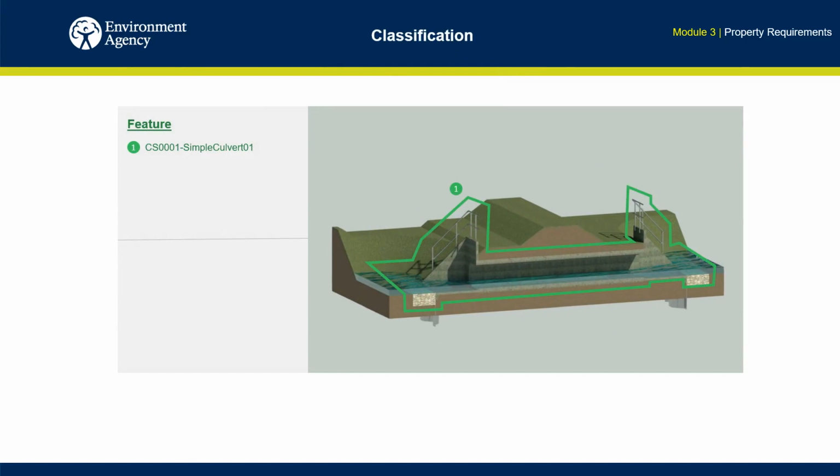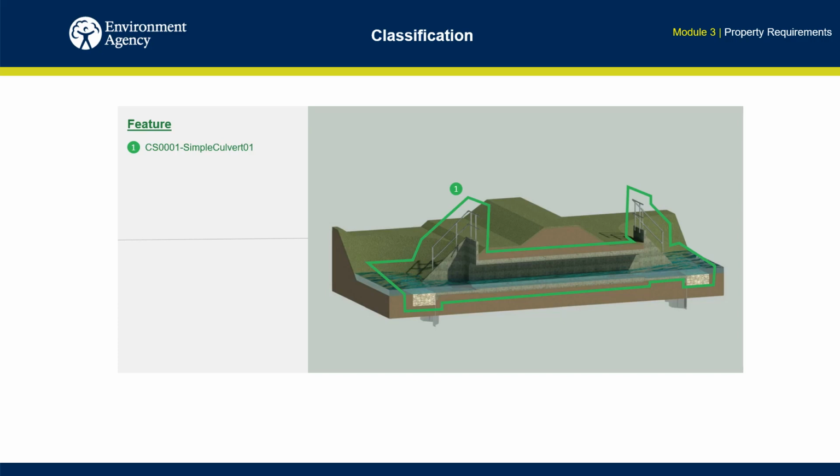The breakdown of objects within graphical models follows the Uniclass and Data Requirements Library system that is outlined in the Naming Convention and Layering Standard in Training Module 2. Objects are subdivided into two different categories, features and elements.